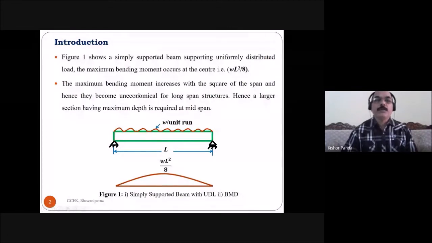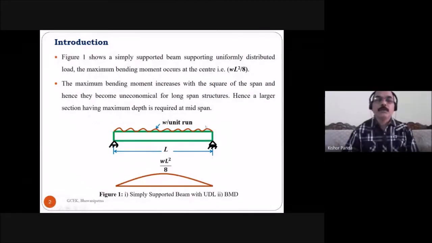The maximum bending moment increases with the square of the span. This is the span length L, and this is the load W, and this is the maximum bending moment WL square by 8. So the bending moment increases as the square of the span length increases, and hence beams become uneconomical for long span structures.